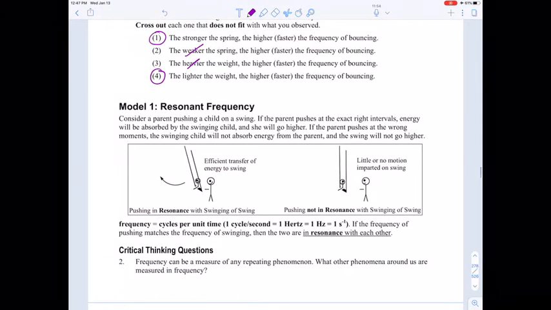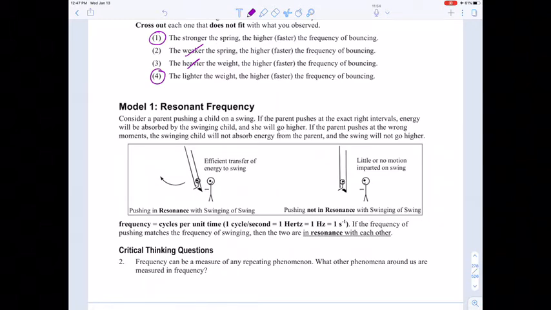Model 1 takes us to resonant frequency. You've certainly learned about this in physics at some point in your education. Consider a parent pushing a child on a swing. If the parent pushes at the exact right intervals, energy will be absorbed by the swinging child, and she will go higher. If the parent pushes at the wrong time, like we see in the picture on the right side, the swinging child will not absorb energy from the parent, and the swing will not go higher.